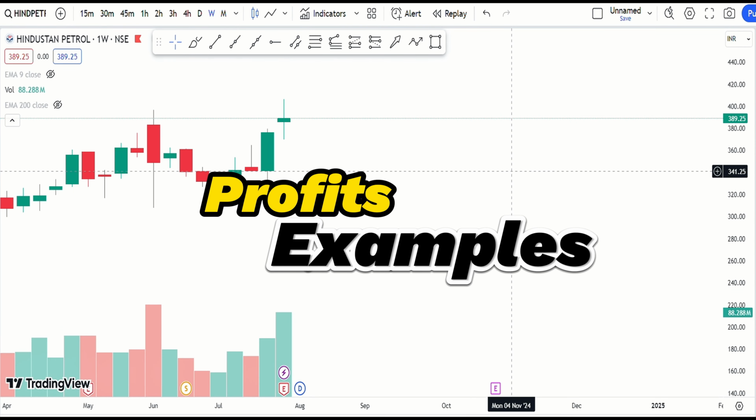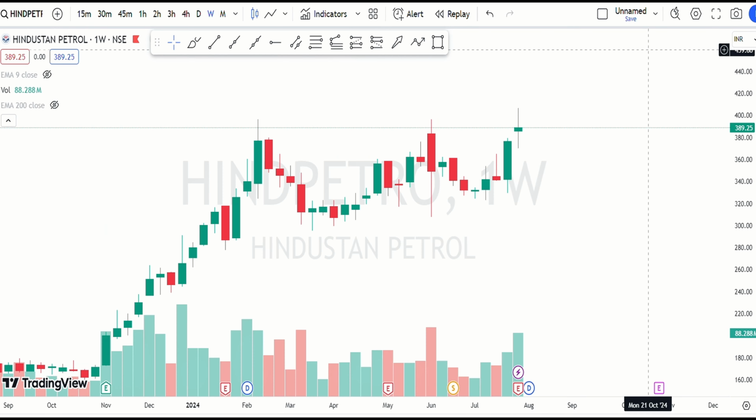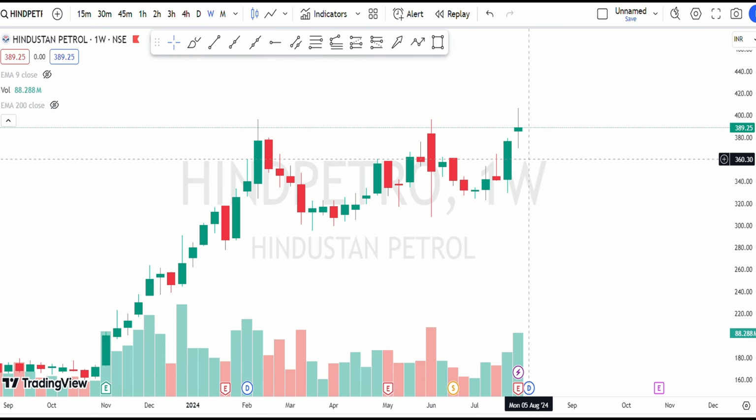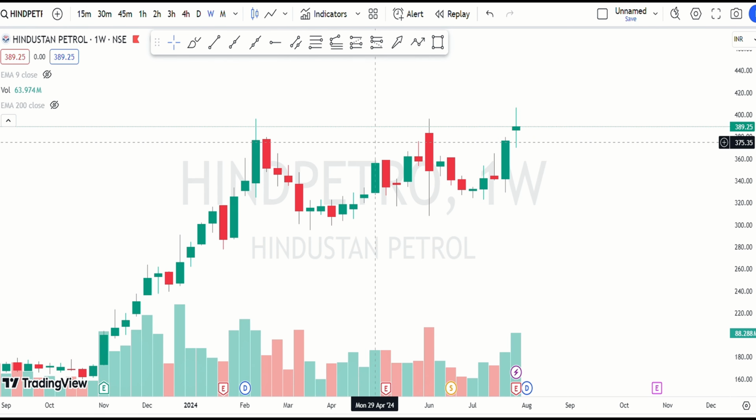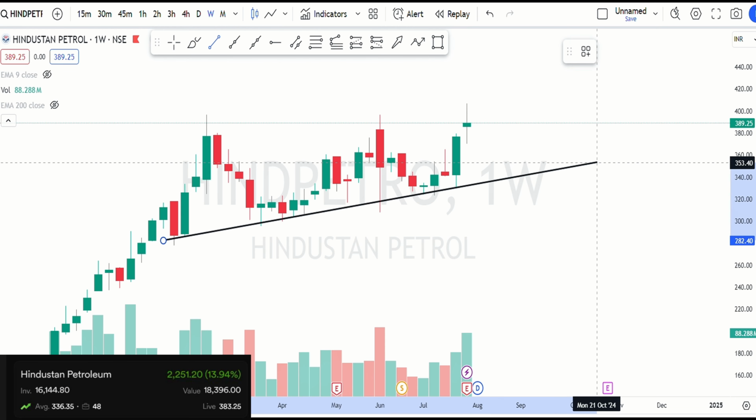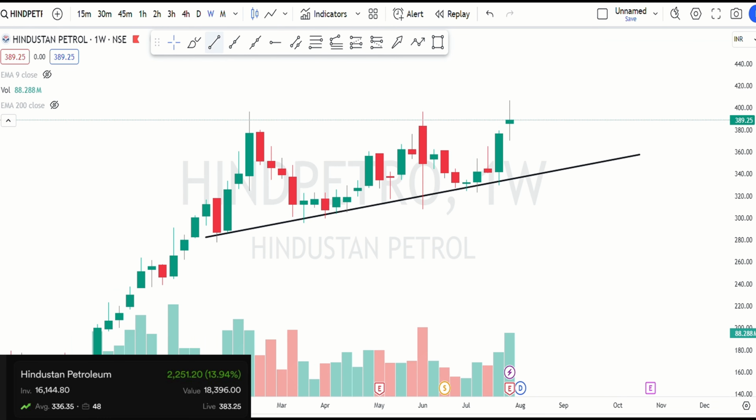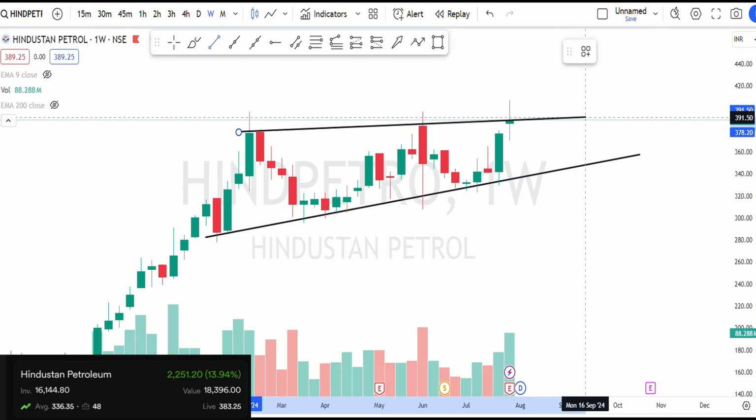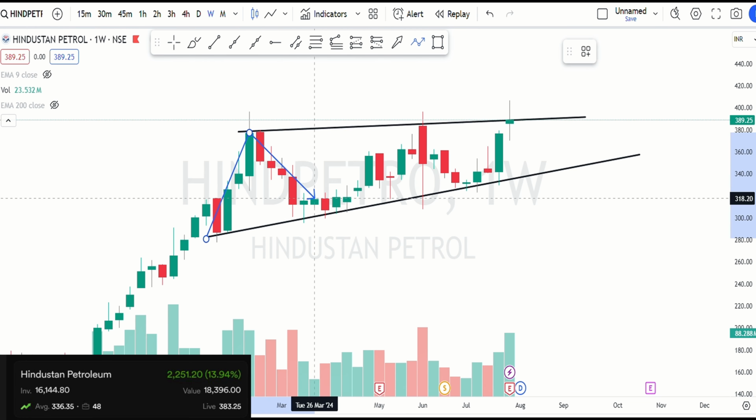These are examples where I've made profits. The first example is on Hindustan Petroleum. So how did I trade this stock? I found the stock in the weekly time frame. What do you see? I see this. And what about on the top side? I see this one. You see a simple triangle pattern, right? This is just a triangle pattern, isn't it?